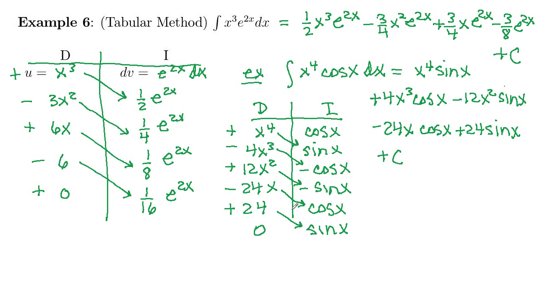And then we just multiplied on the diagonals, keeping the alternating sign pattern in there. So you should get x to the 4th sine x, plus 4x cubed cosine x, minus 12x squared sine x, minus 24x cosine x, plus 24 sine x, plus a constant. Did you get it right?